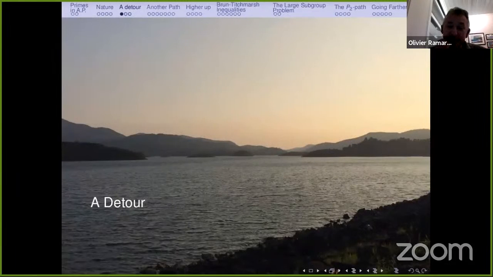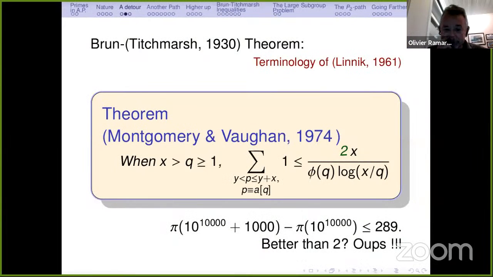Okay, now I'm going to make a detour. And since I was not able to be in Kerala, I decided to give you some pictures. This one is a picture from Kerala. It's a lake. It's a picture by Dimitri Koukoulopoulos. I stole it from him when we were in KSOM 2 years ago or 3 years ago. Okay, this detour is towards some work of Ramachandra and Balasubramanian. Sorry, Balasubramanian and Ramachandra.